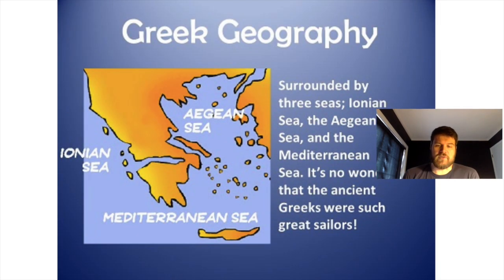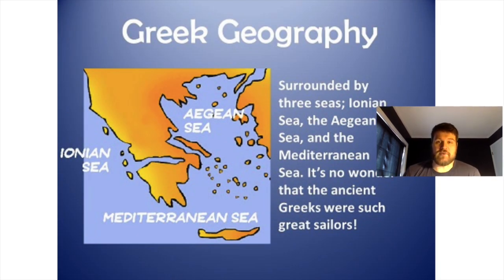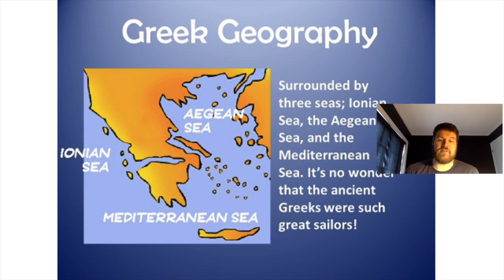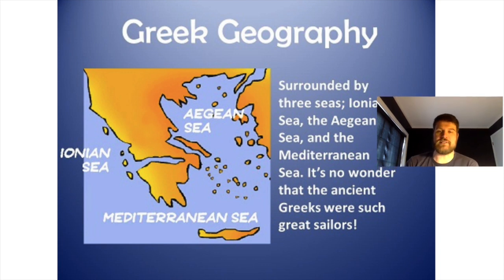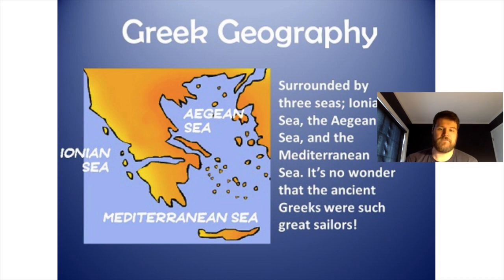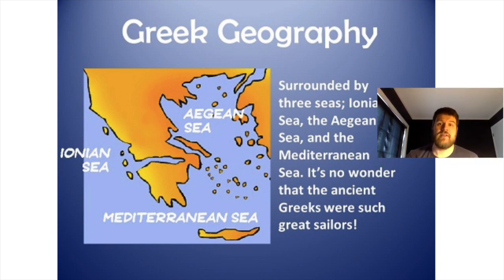When it comes to geography, looking at the bodies of water, we said Greece is located in the Mediterranean Sea. And then if you zoom in on that peninsula and the archipelago, to the west, we have the Ionian Sea. And then to the east, you have the Aegean Sea. Now, because Greece is located in these bodies of water, how does that impact the civilization?